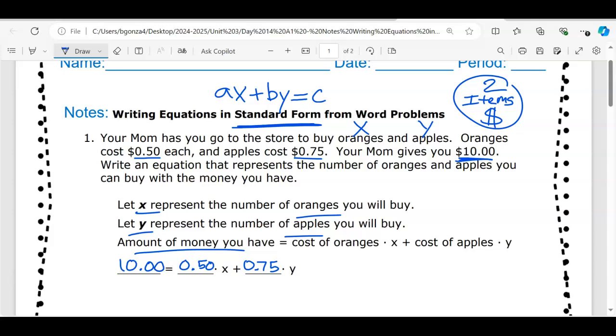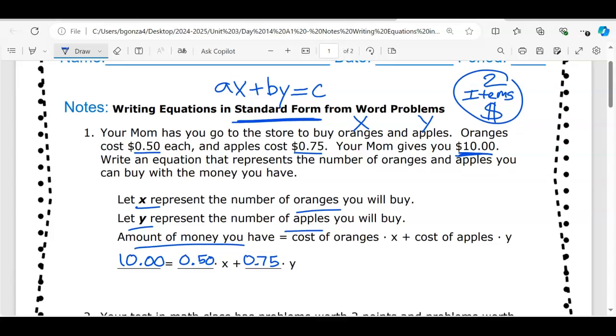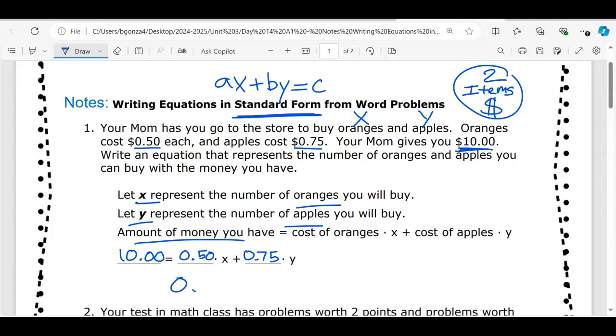I would prefer it like this: AX plus BY equals C. So I'm going to rewrite it as 0.50X plus 0.75Y equals 10. You see how I have the equals 10 on the right instead of the left? They're the same thing, but you're normally going to see it like this. Okay?